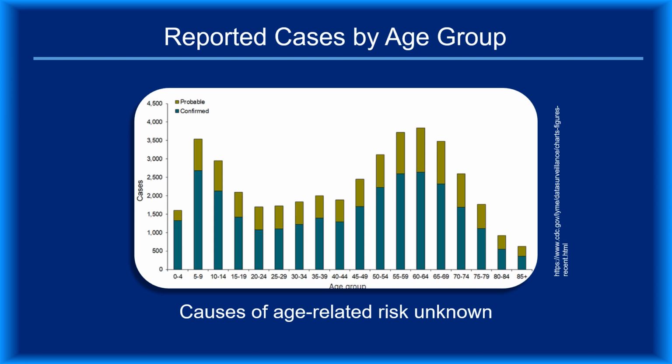This graph plots surveillance cases by age group. School-aged children and middle-aged adults are at highest risk for Lyme disease. We know that young adults as a whole often engage in outdoor activities that would put them at risk, yet their case numbers are relatively low in comparison. Although it's tempting to speculate about why this is so, perhaps their immune systems are performing better than the others, the underlying cause for age-related variations in risk is unknown.